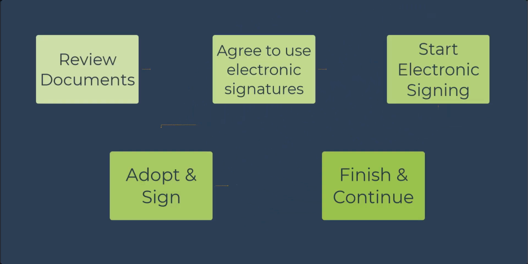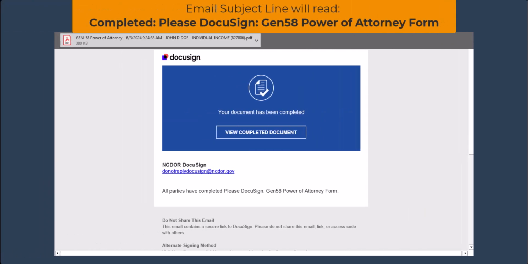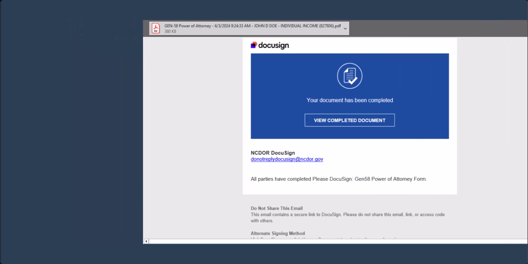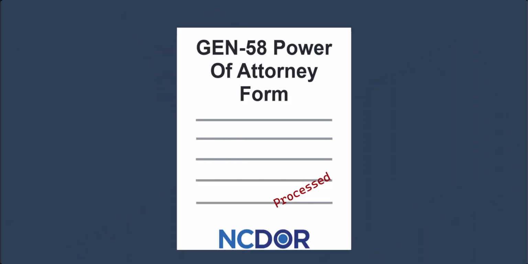The document will then be emailed to the representative who will follow the same process. Once all representatives have signed the document via DocuSign, each taxpayer and representative who provided their signature will receive a copy of the completed form via email. Finally, the POA form will be sent to NCDOR for processing and validation.